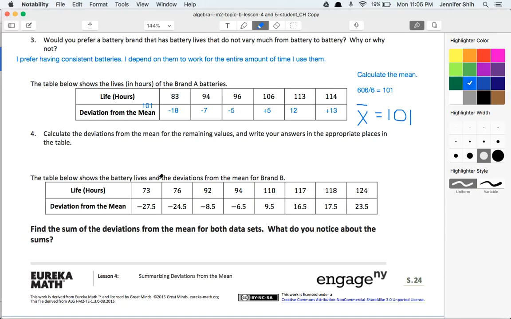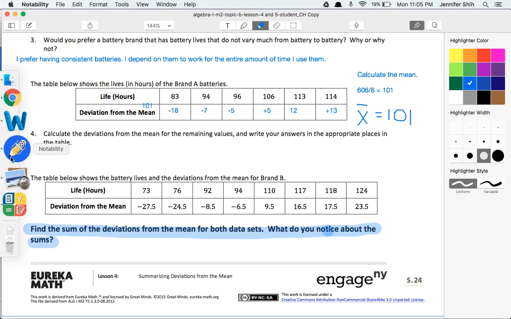Okay, this table shows the battery lives and deviations from brand B. Cool. Negative numbers, then positive numbers. So when it's less than the mean, the deviation's negative, and when it's greater than the mean, the deviation's positive. Okay, so find the sum of the deviations. This is the most important part of your notes from both data sets. What do you notice about the sums of the deviations?